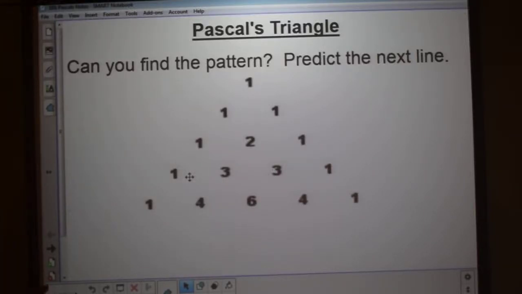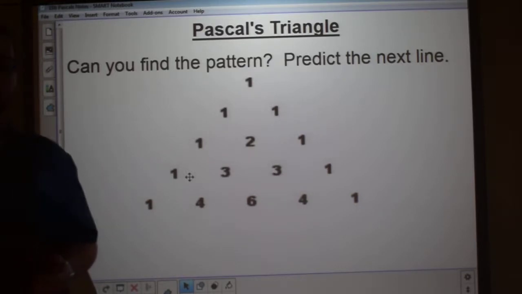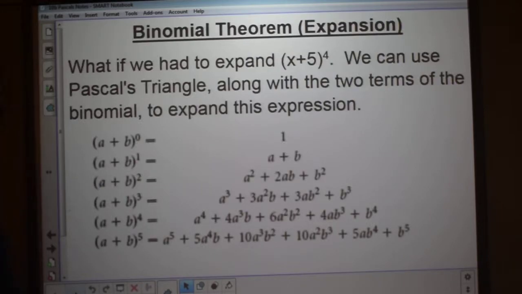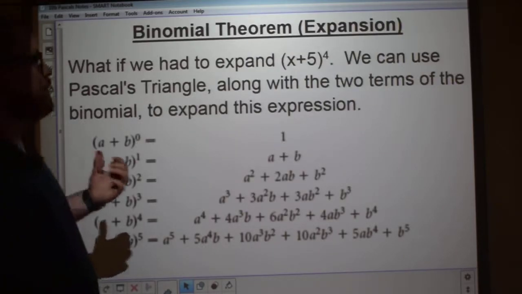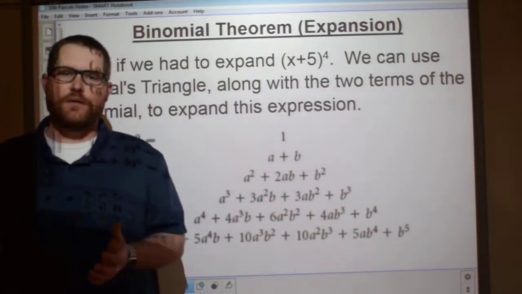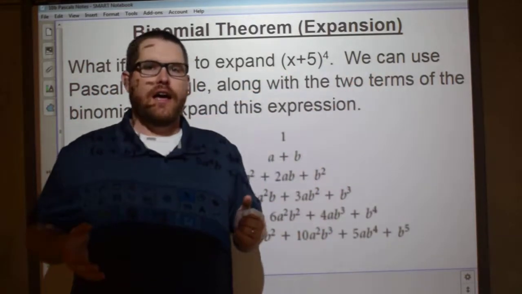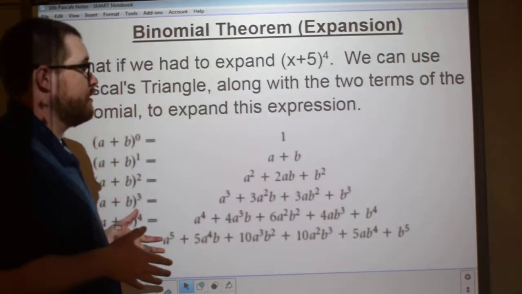Good morning, everyone. Today we're going to talk about Pascal's triangle. We're going to use it for something called binomial expansion. Okay. What if we had to expand x plus 5 to the fourth? Well, in the past that would mean x plus 5, x plus 5, x plus 5, x plus 5, and you would have to distribute out the entire thing.